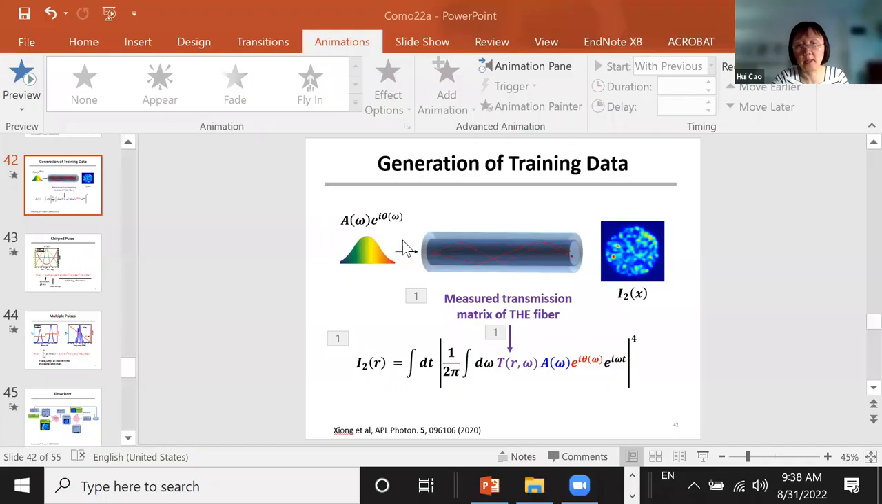We are not really simulating, because simulating is very hard; we cannot simulate a realistic fiber. That is the key here: we don't simulate the fiber, we cannot get it accurate enough. What we do is measure the field transmission matrix for this particular fiber we use in the experiment. Then we multiply this measured transmission matrix by all these different input phases to generate the two-photon cycle pattern. This is much more efficient because it is more realistic, and we don't need to run real experiments to generate the training data.